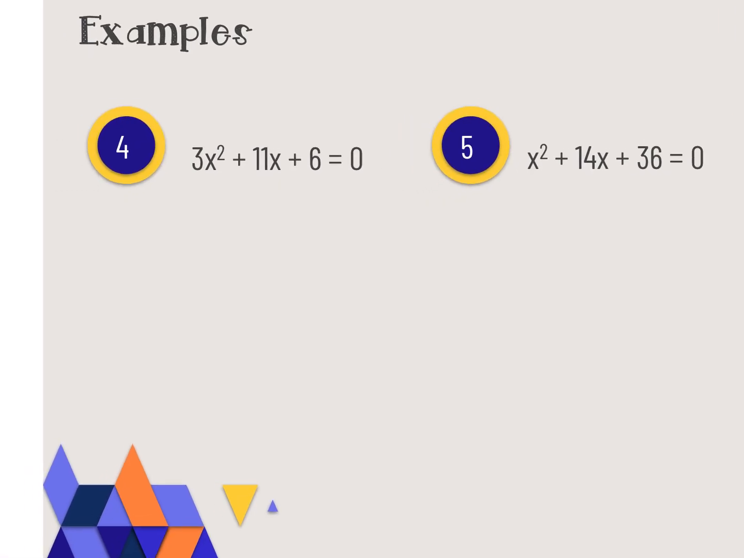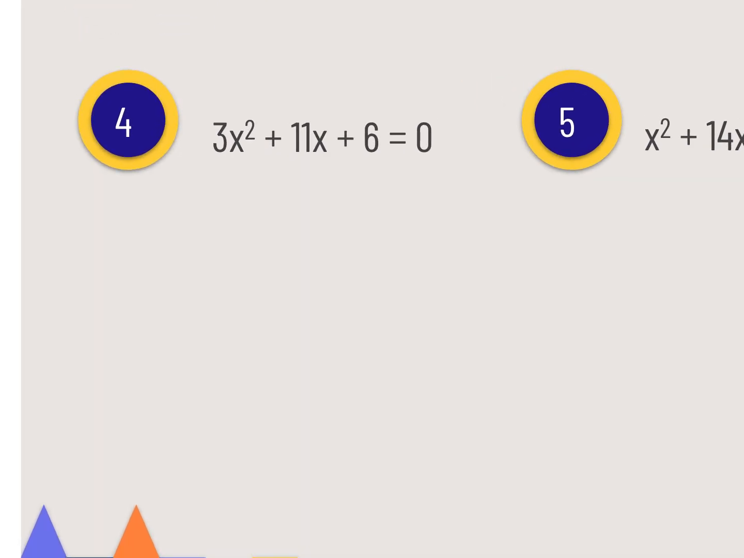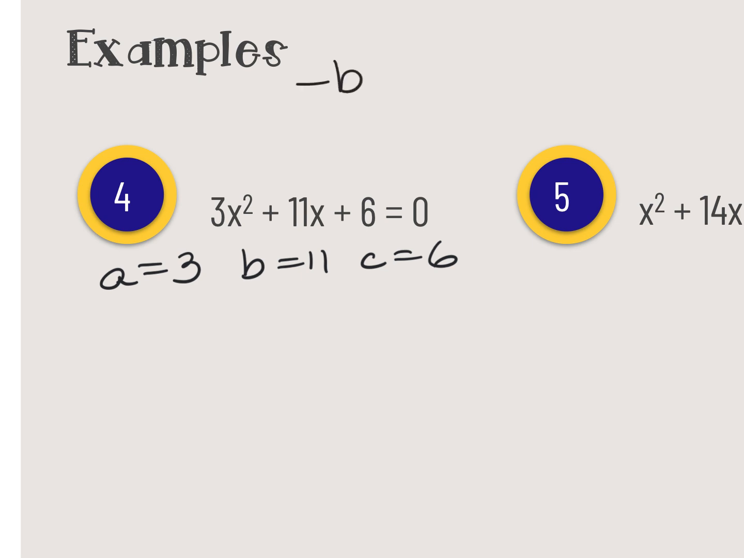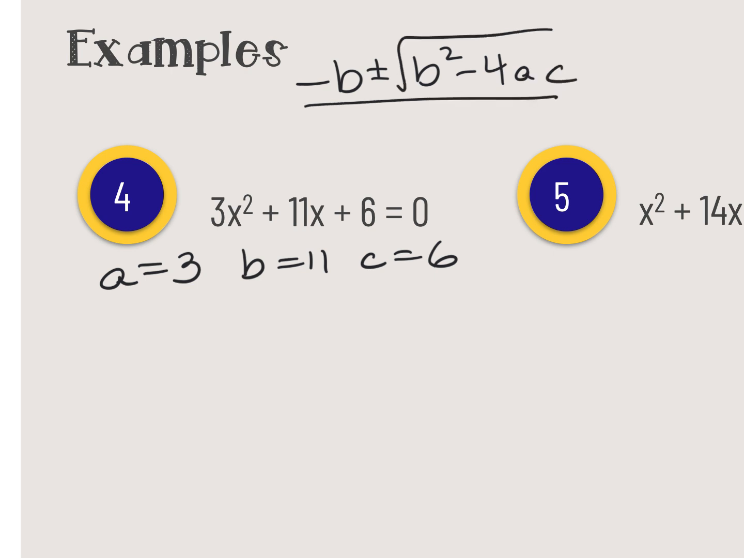So for number 4, it's in standard form. So let's pull out our A value, which is 3, our B, which is 11, and our C, which is 6. And now we're going to plug it in. Opposite of B plus or minus the square root of B squared minus 4 times A times C, divided by 2 times A. You need to memorize this for Friday.